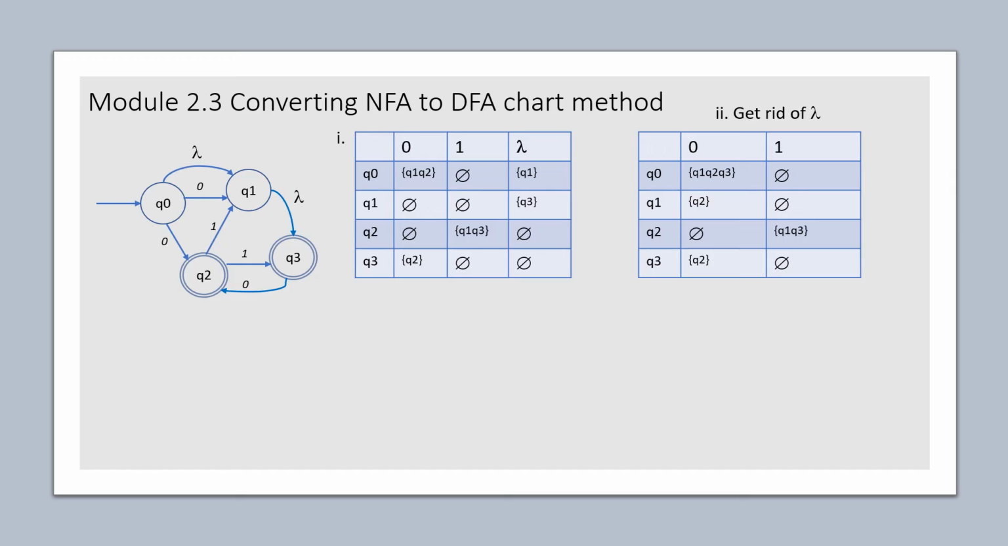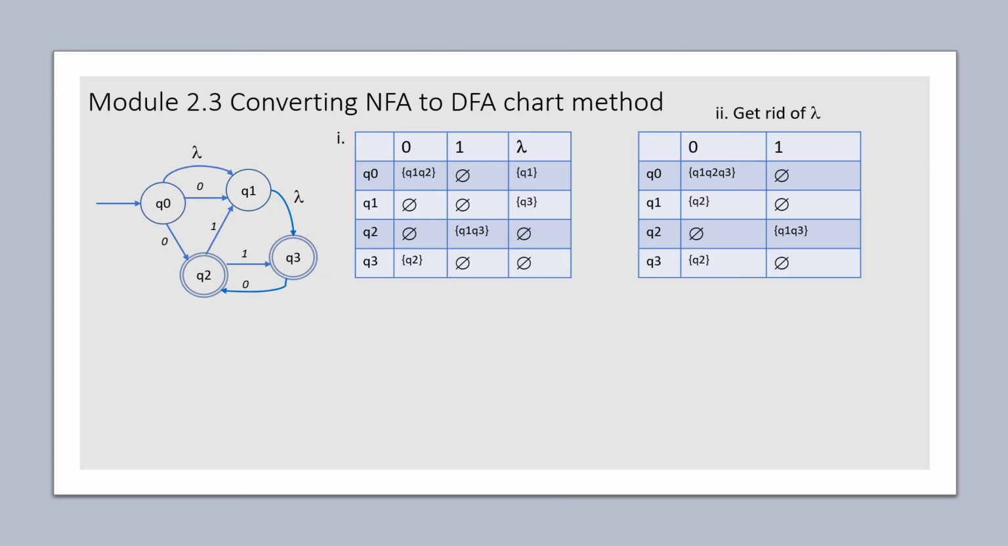Next step, get rid of the lambda transitions. So you're going to have to combine Q0, right? You can jump to Q1, which takes you to Q3. So now from Q0 with a 0, you can actually get all the way to Q1, Q2, Q3. And from Q1 with a 0, because of the lambda transition, you can get to Q2. And from Q2 with a 1, because of the lambda transition, you can get to Q1, Q3. Right? So this is step 2.